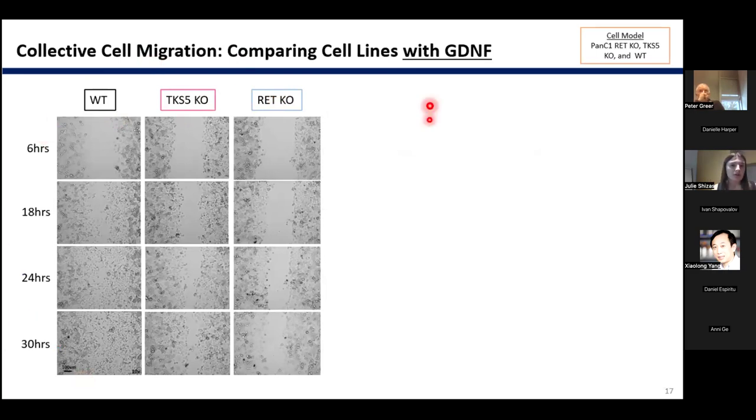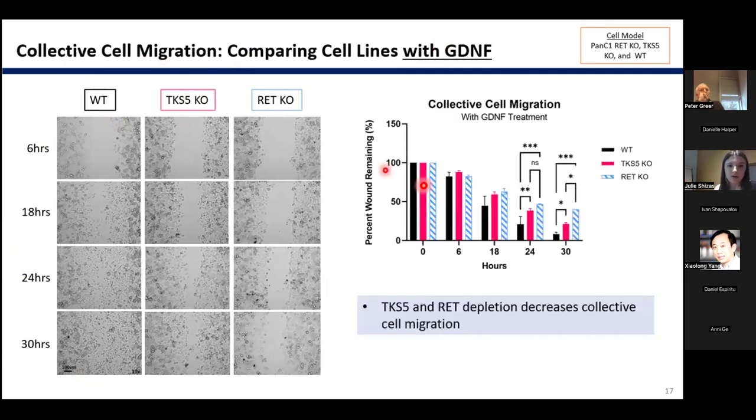It's important to note that all three of these timelines were done with the addition of GDNF, so there was a GDNF treatment. We can see here on the right that when we look at percent wound remaining, 100% would be the area of the wound at the beginning, versus after 30 hours. If the bar is lower, that means the wound is closing more because there's less wound remaining. And we can see that when we knock out both TKS5 and RET, there's considerably decreased collective cell migration versus the wild type plus GDNF.